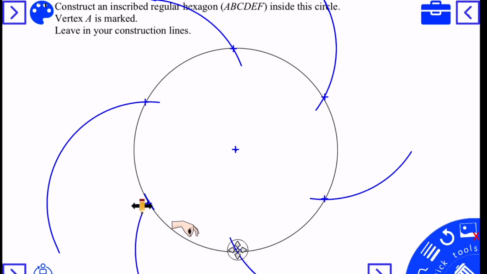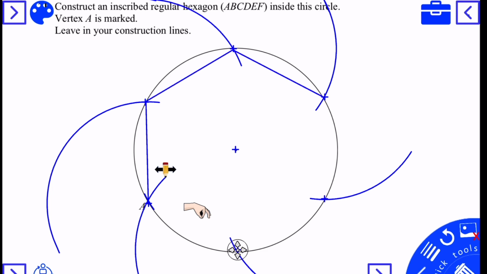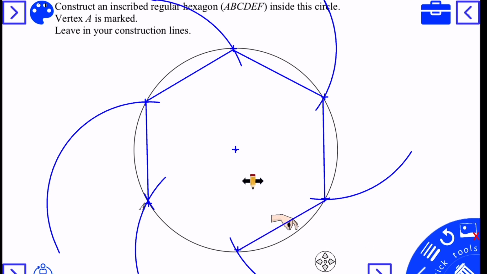As you can see, if you draw another arc, it goes through point A right there. Now all we have to do is connect the 6 points, which are the intersections between the arcs and the circle's circumference. Alright, this is actually a regular hexagon. Now all we have to do is label it.